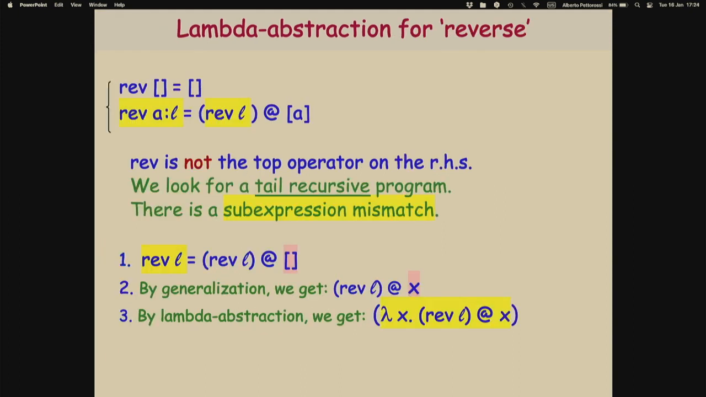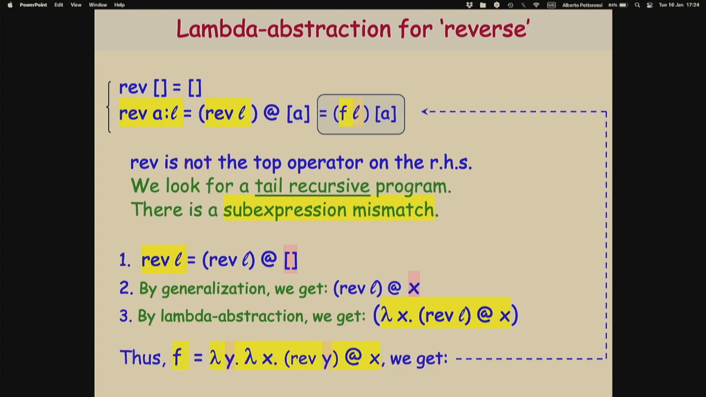Let us see an example of this. You have this reverse of a list. To reverse a list, you reverse the tail, and then you append at the end the head of the list. And you want to get a tail recursive program for it. So the steps are like this. You say rev_l is actually rev_l to which you append the empty list. Then you generalize this constant, it becomes a variable x, and then you abstract away from this context, from this variable, and you have this function here.